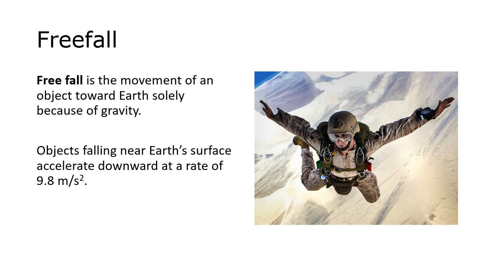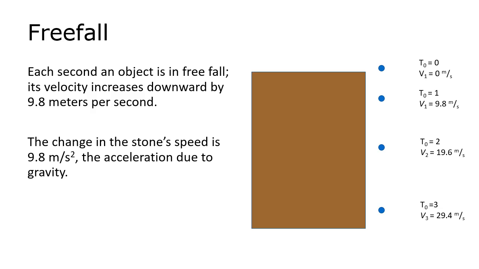The unit for velocity is meters per second. The unit for acceleration, then, is meters per second squared. This unit is typically written as meters per second squared. Objects falling near Earth's surface accelerate downward at a rate of 9.8 meters per second squared. Each second an object is in free fall, its velocity increases downward by 9.8 meters per second every second.